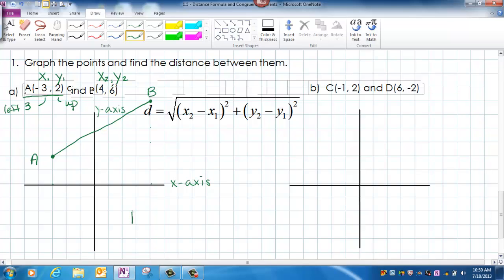Okay, so we'll do D for distance, and then I usually put a little subscript AB to show that I'm finding the distance between point A and point B. And that equals the square root. All right, and then we have a parentheses. We're going to do x2. Well, we've labeled that already. That's 4 minus, and then x1 was a -3, so minus -3. And then we square that, plus, and then y2 was 6, minus the y1 is 2, and we'll square that.